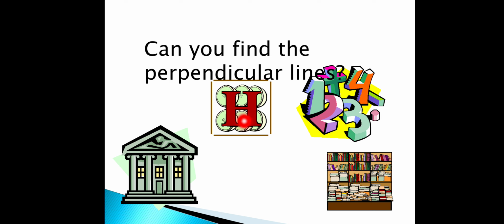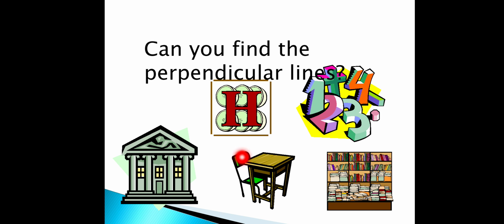You can find the perpendicular lines in this shape. In the letter H, this line is perpendicular to these two lines, and this is parallel to this line. The shelves of library are perpendicular together, and in this shape, this line is perpendicular to this line. This chair and this table have wood perpendicular to wood.